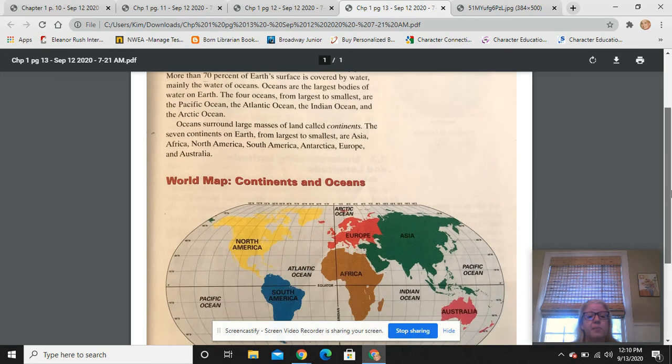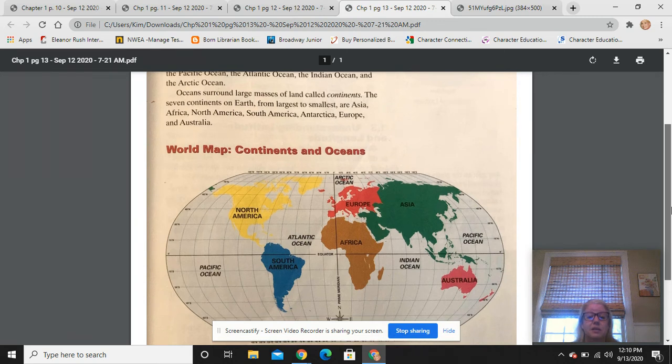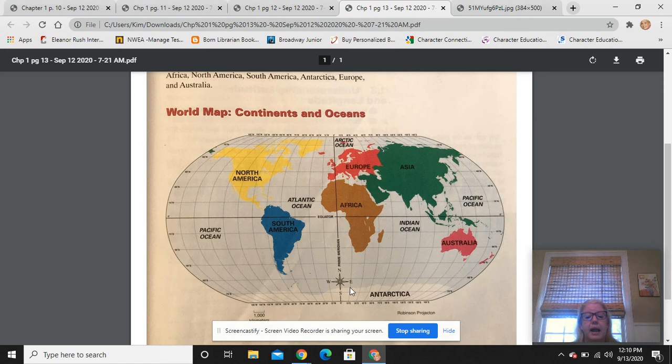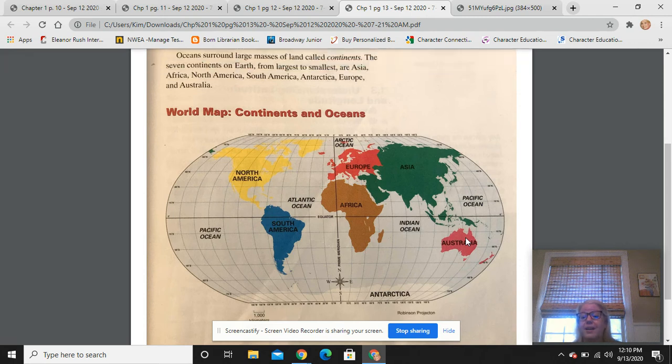Oceans surround large masses of land called continents. There are 7 continents. You may have learned them before. The 7 continents on Earth from largest to smallest are Asia, Africa, North America, South America, Antarctica, Europe, and Australia is the smallest. And Australia is not only a continent, but it is also a country.